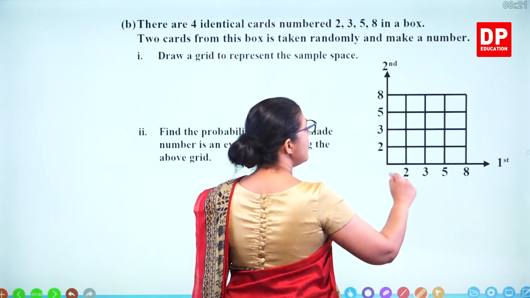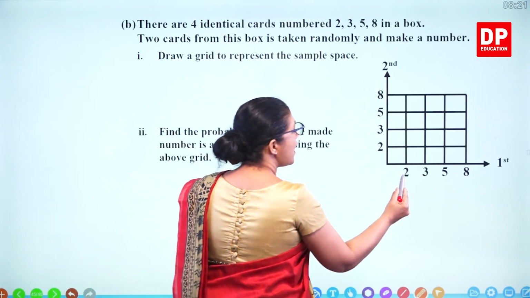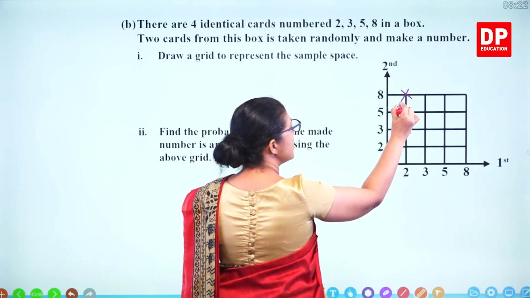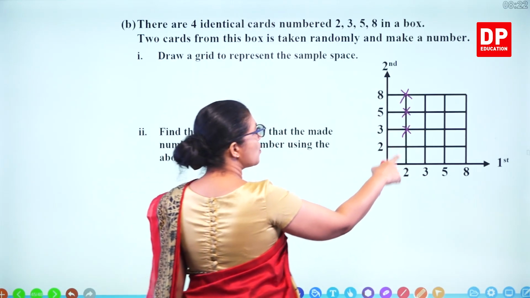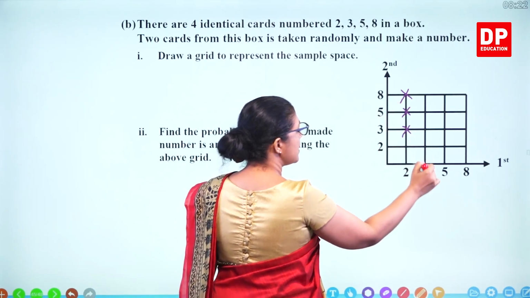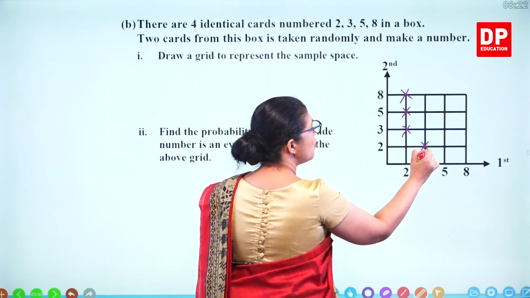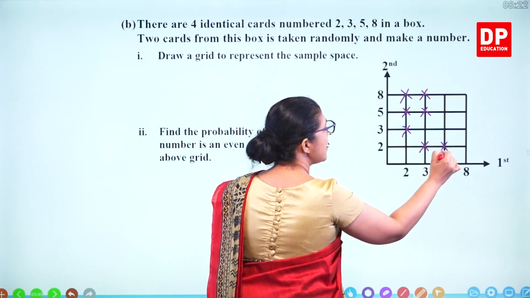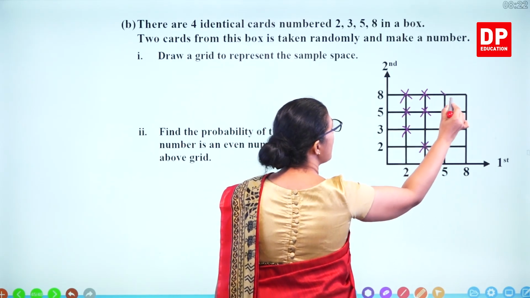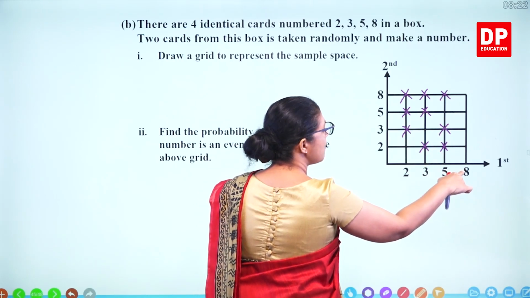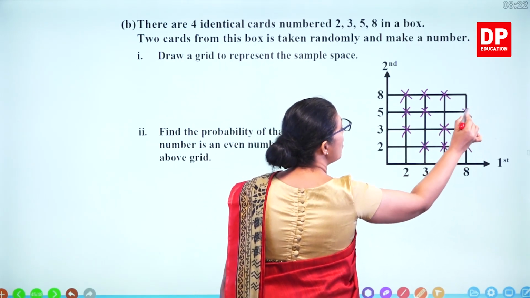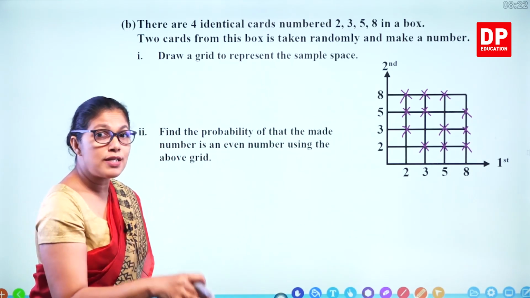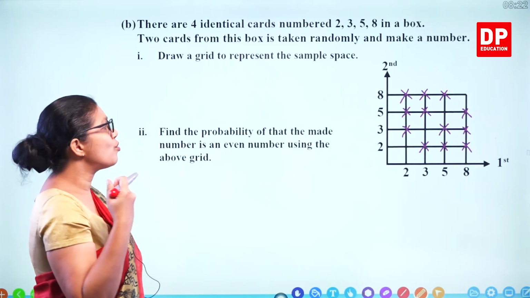So this is the first card and this is the second card. If you take 2, you can't take 2 again. So you can take 3, 5, 8. So what's the number then? 23, 25, 28. If you take 3, you can take 2 but not 3. 5, 8. 5, you can take 2, you can take 3, not 5. But you can take 8. If it's 8, you can take all except 8. So that's the sample space because you are not replacing, so you are taking 2 cards at once.